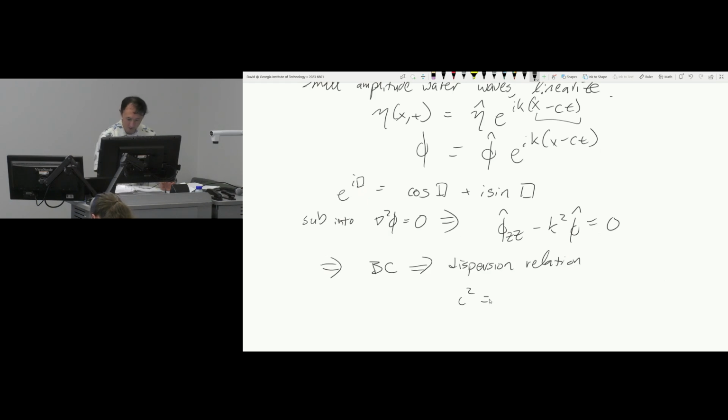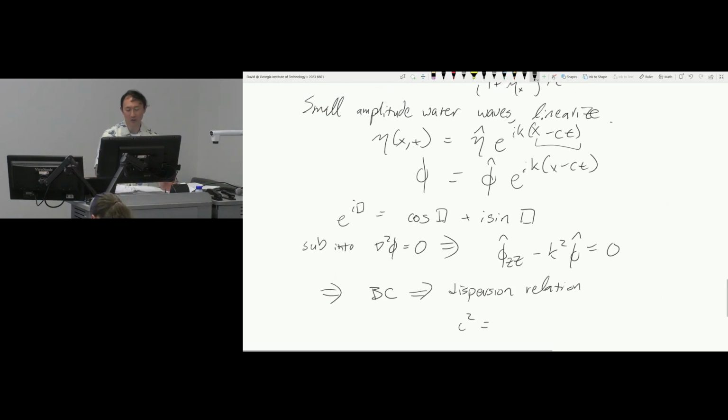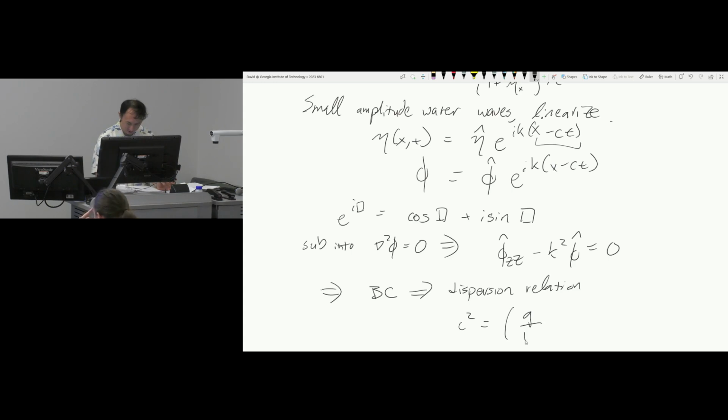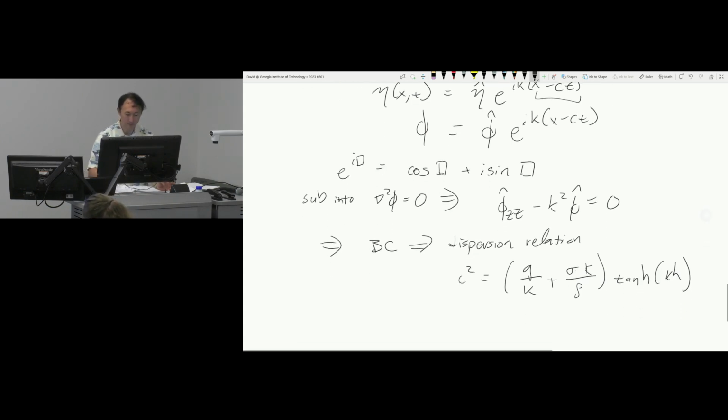Specifically, you can imagine the boundary condition has derivatives of time and derivatives of space. For that to hold, when you put it all together, you get this: c squared is equal to g over k plus sigma k over rho, times tanh of kh. Where c is called the phase speed. It's kind of like the speed of a wave. This is called a dispersion relation because it gives you the speed of your wave, how fast the wave is going, in terms of how long the wave is.